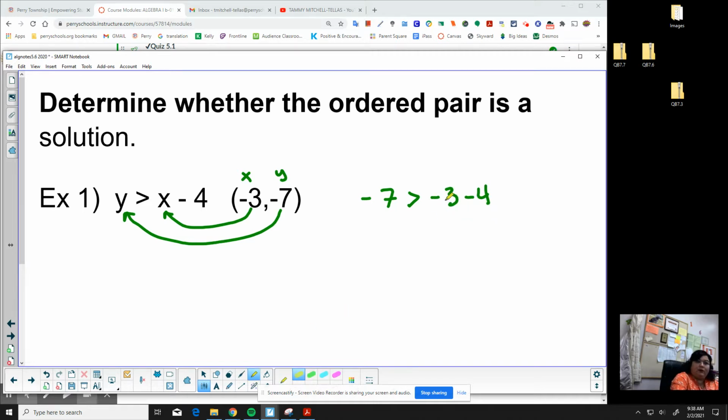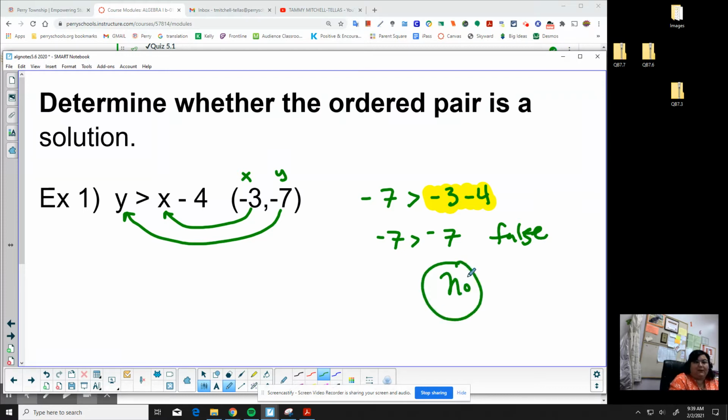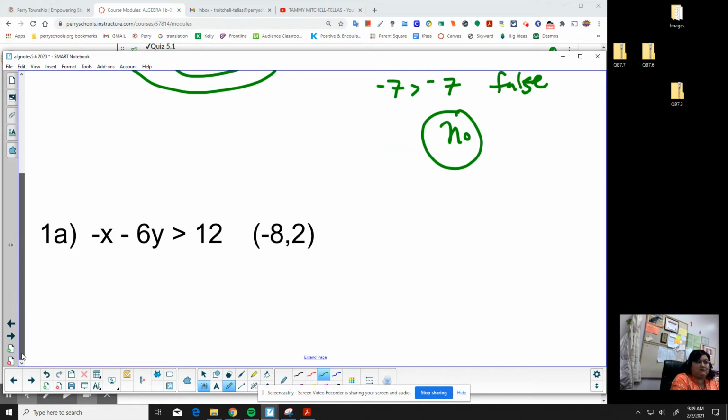Well, this part over here can be put into Desmos. -3 minus 4 is -7. And then you have to decide, is -7 greater than -7? That is false. -7 is equal to -7. So this would not be in the shaded area or the solution area of this question, or of this system or of this equation.